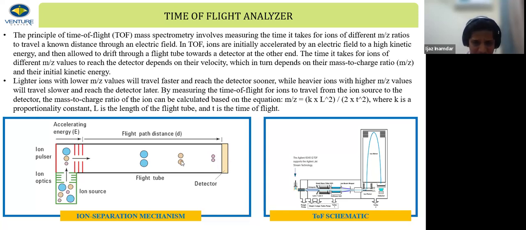first, followed by the moderate and followed by the heavy. This is exactly the principle of how TOF works. Larger molecules will reach the detector late, lighter molecules will reach the detector fast. Okay, assuming the charge equals 1.